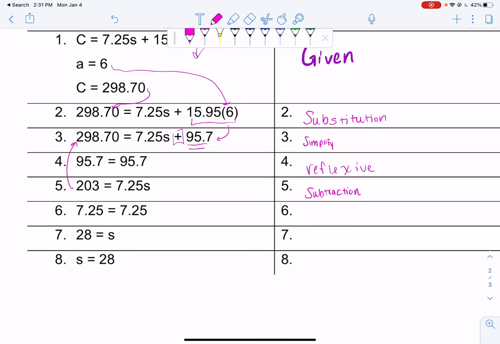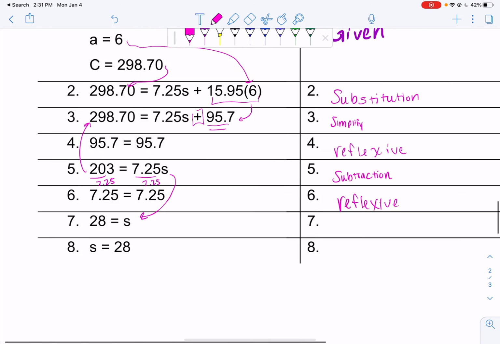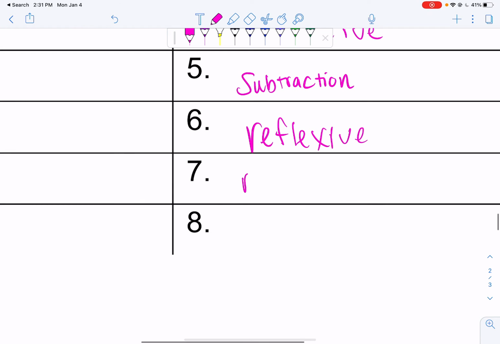Number 6, that's a reflexive again, because that lines up with the exact same thing in the other examples. And then last but not least, I had to get rid of that 7.25 somehow, so we divided to get 28 equals s. So this would be a division reason.